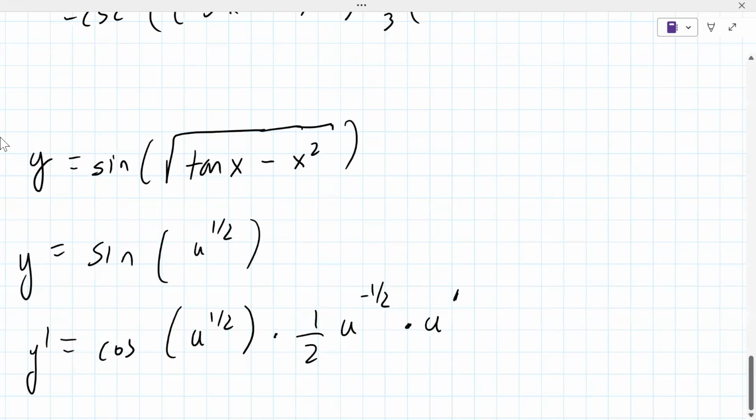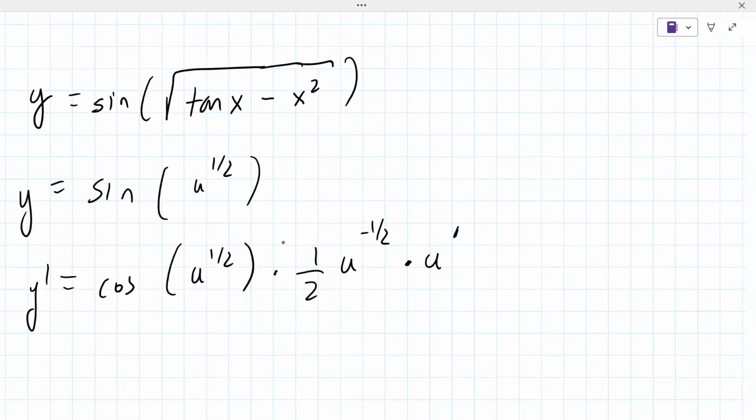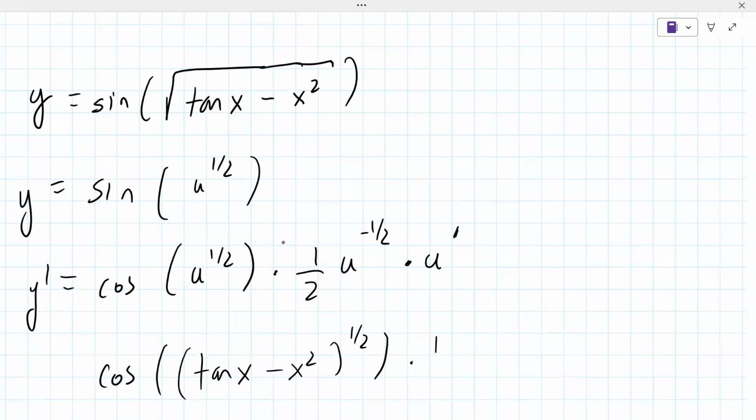Okay. For y prime, I got cosine of tangent x minus x squared to the power of 1/2, times 1/2 tangent x minus x squared to the power of negative 1/2, times secant squared x minus 2x.